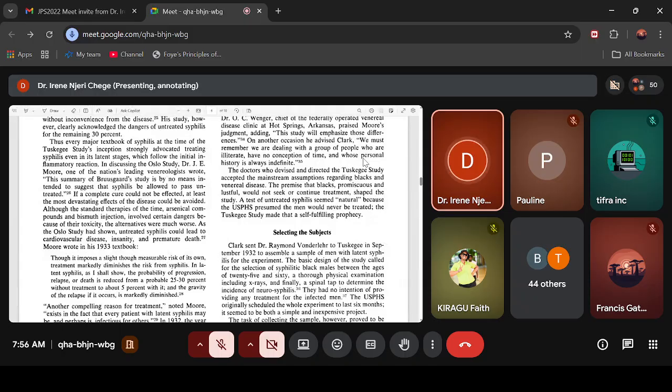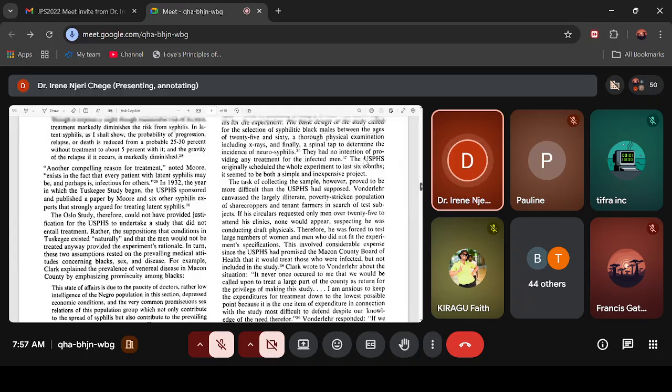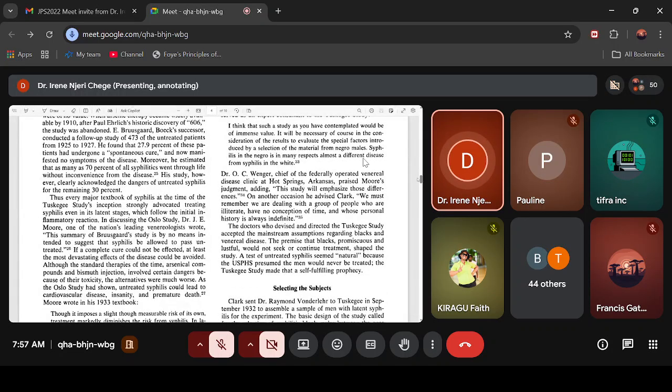Okay, so in summary, this other study is by no means intended to suggest that syphilis be allowed to pass untreated. If a complete cure could not be effected, at least the most devastating effects of the disease could be avoided. Okay, so this just shows you the chain of events before they went to Tuskegee. So read all that. So then we come down to how they decided it. They've already done the literature review. They've come up with a hypothesis.